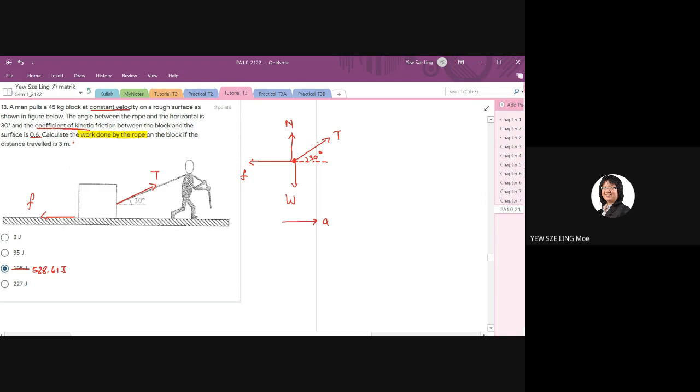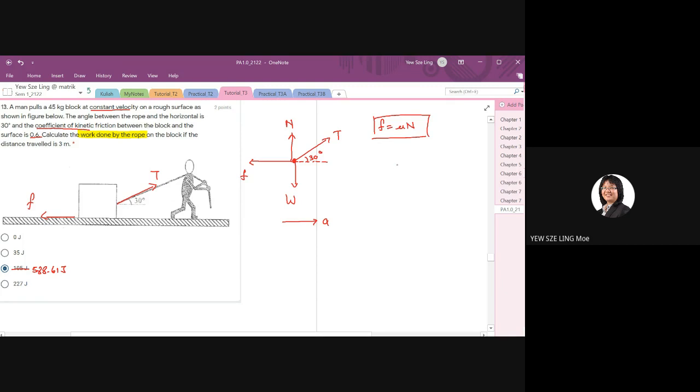So how do we calculate T? I need to use both the X and Y components, because I don't have the friction, but what I do know is F equals mu N. You see, this equation comes out very often in your exams. This is actually one of the past year questions. So F equals mu N, and we need N to determine the friction. From the friction, we can then determine the tension.